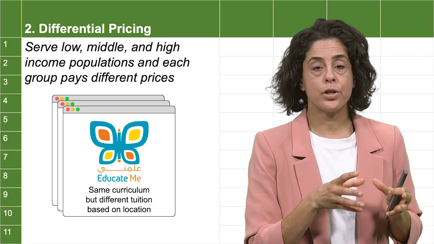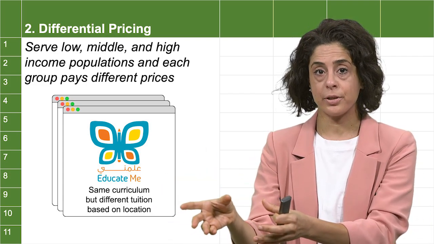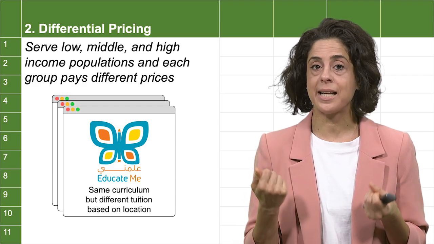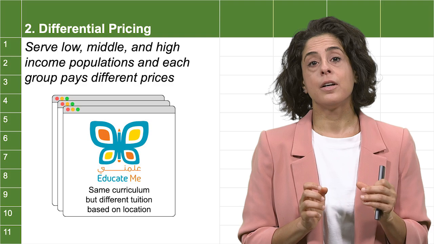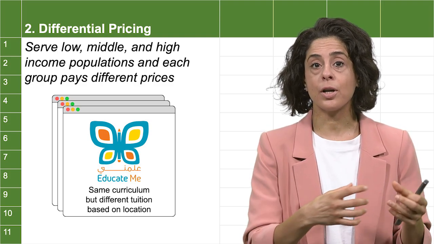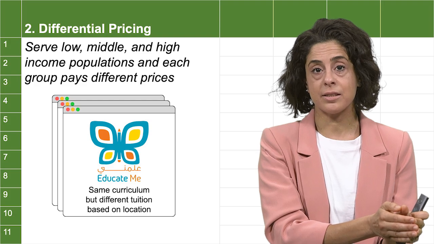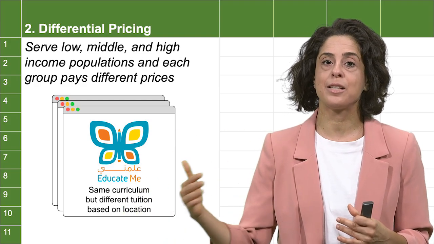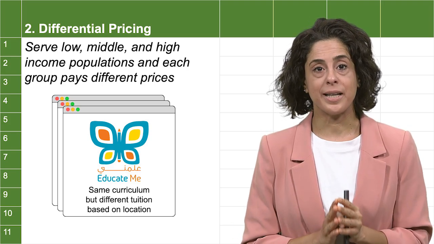And all the children in the low-income neighborhoods pay the same. All the children in the high-income neighborhoods pay a little bit more and cross-subsidize the low-income neighborhoods. But it's that same high-quality education. So you can have customers of different income cross-subsidizing each other at the same location, like with Aravind Eye Care Systems, or you can have customers at different locations cross-subsidizing by location, like in Educate Me. So that's the differential pricing model.